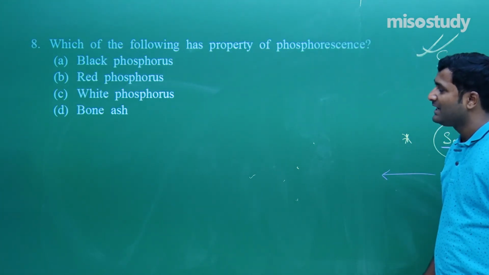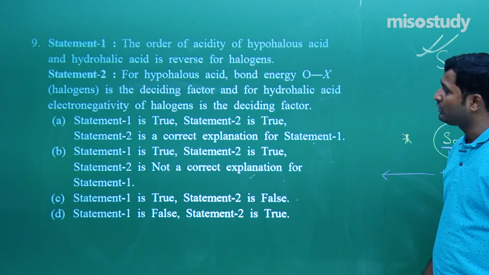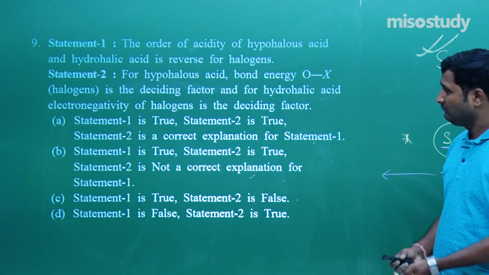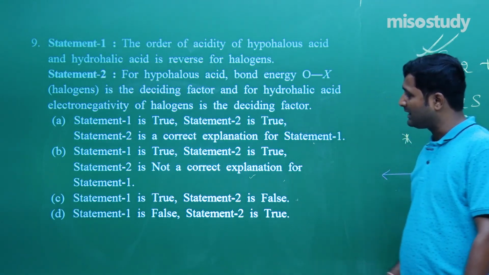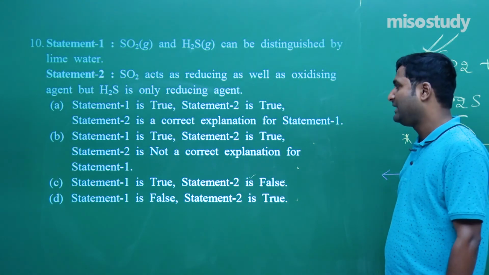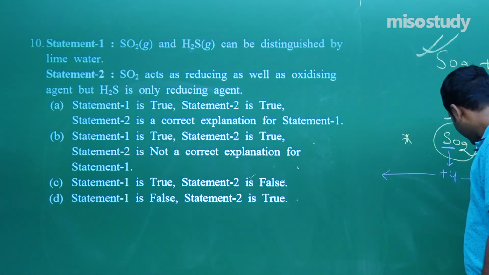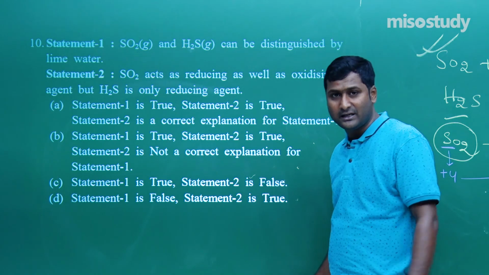For question number 8, as I told you, white phosphorus, C is the correct option. Check it out. If you have any mistake, you can easily approach me. For question number 9, as I told you, C is the correct option. For question number 10, B is the correct option. Clear to you? So friend, time is calling. Now you can easily solve such kinds of questions.